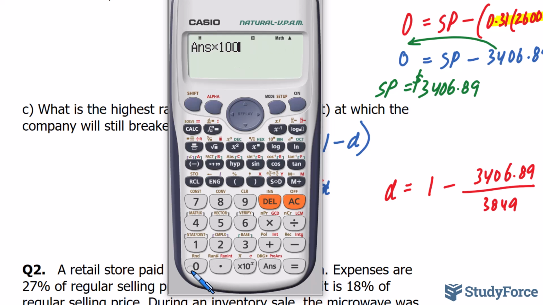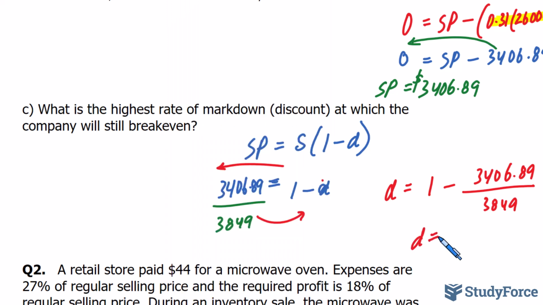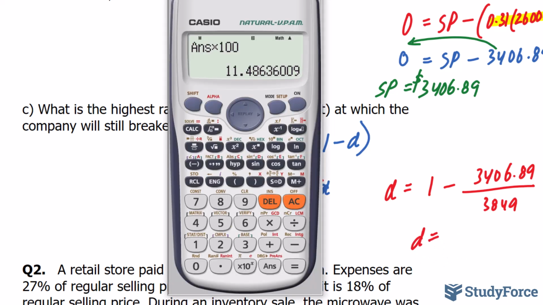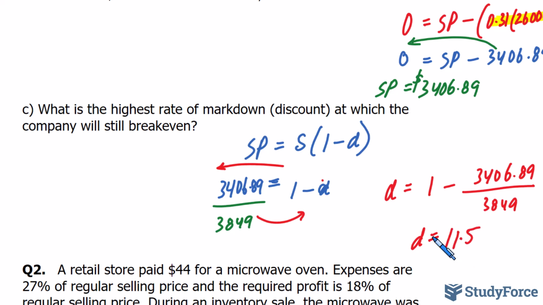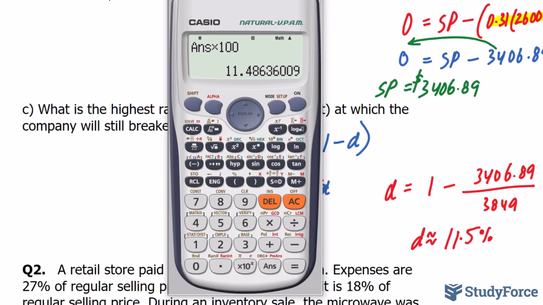We then multiply that by a factor of 100 or 100%. And this means that we can offer a maximum discount of 11.5%. That's the maximum. And that's rounding upwards to 1 decimal place.